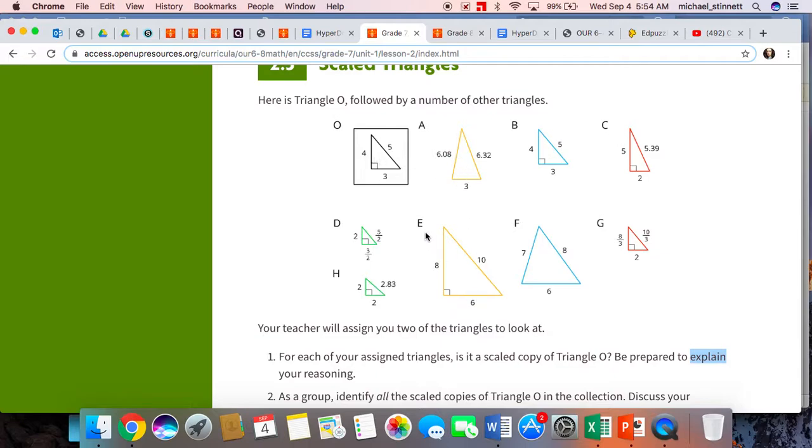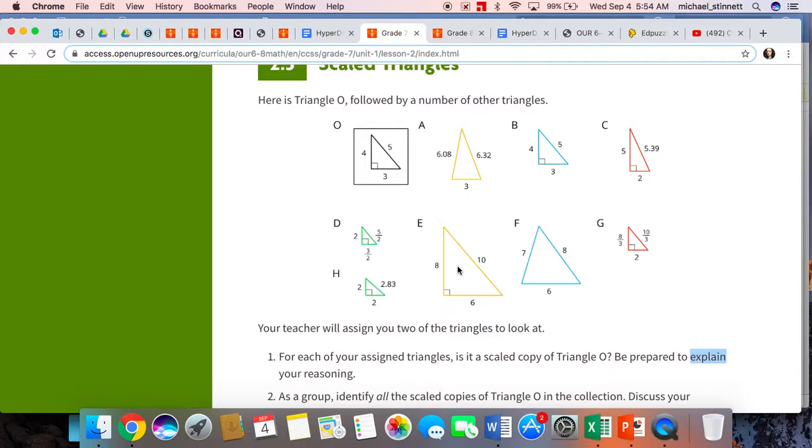Triangle E, if I look at the bottom, the length of the bottom is 6. And again, guys, you've done this before. We're just looking at it in a different way. The bottom here is 6. In my original, it was 3. Well, it looks like it's 2 times as long, right? 3 times 2 is 6.